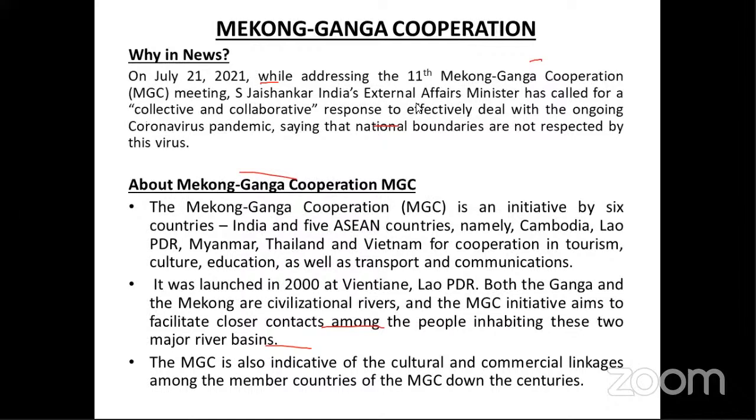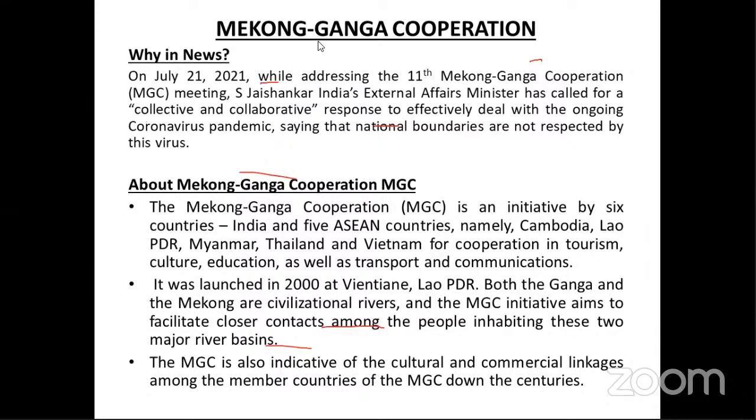Recently our foreign minister said that a collective and collaborative response is needed to effectively deal with the ongoing coronavirus pandemic, saying that national boundaries are not respected by this virus. First you have to understand which countries are members of Mekong-Ganga Cooperation. Which of the following countries are part of it? All these countries' leaders should join hands to deal with a situation that is not only in India but all over the world. A virus is spreading. How should we deal with such a pandemic?